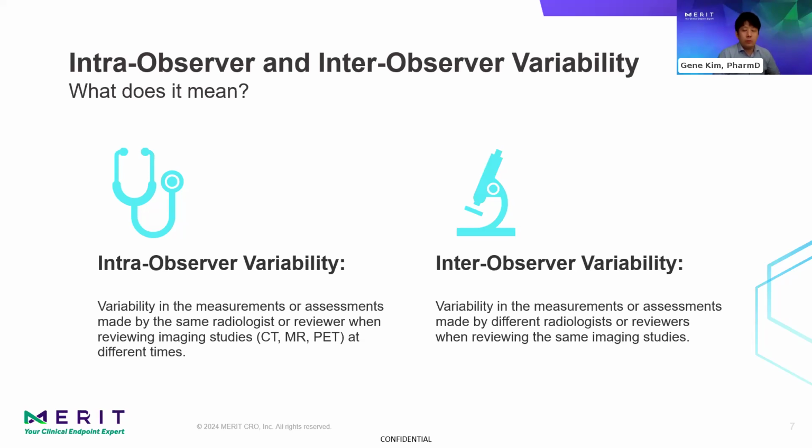So basically, one reader reviews the images, and we present the same images later on to the same reader. If there's a difference in result, that would be called the intra-reader variability. The other one is the inter-reader variability. This is variability that arises from two different reviewers independently assessing the same image studies or assessment without communicating with each other. When there is a variability in the same images between the two readers, that would be variability arising from the inter-observer.